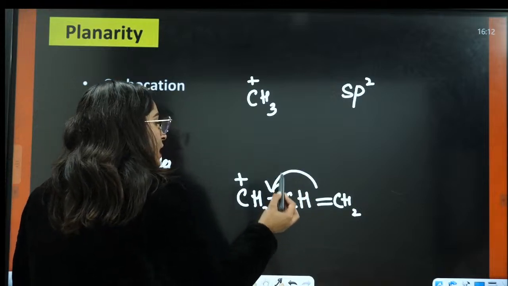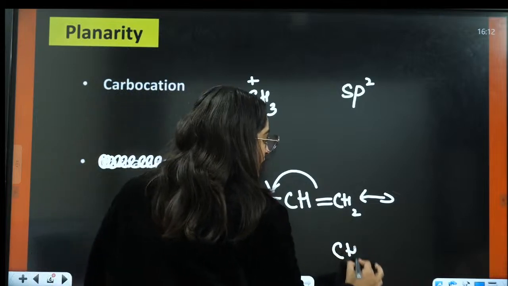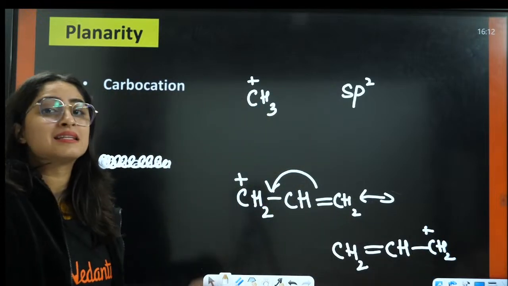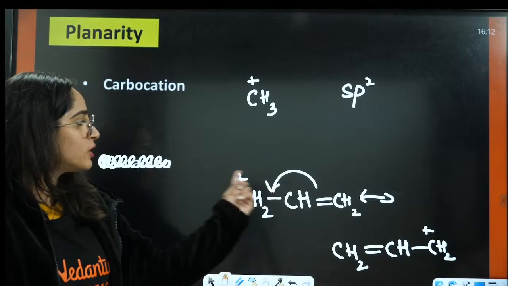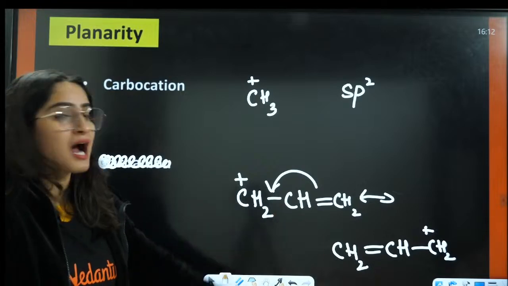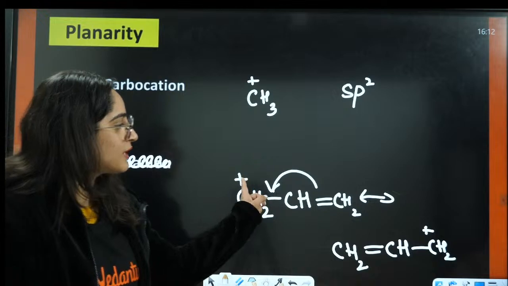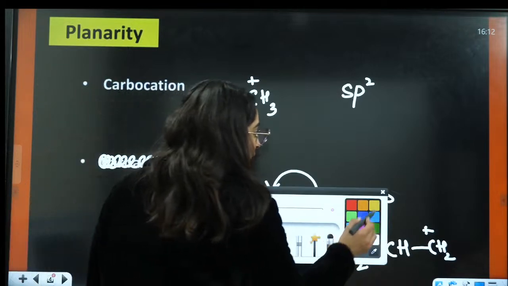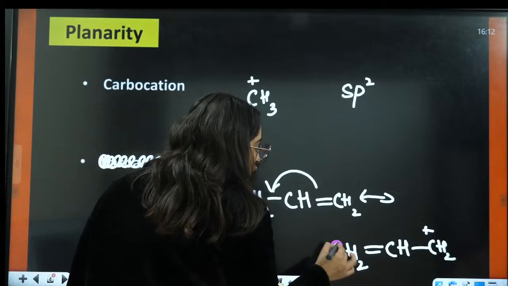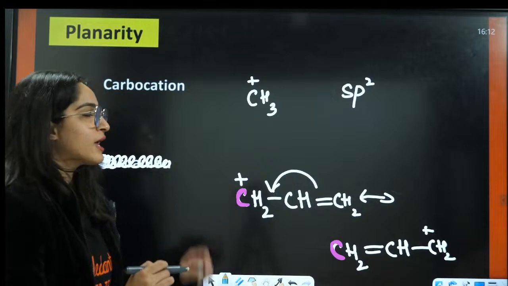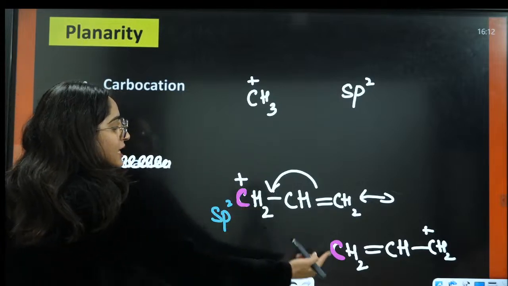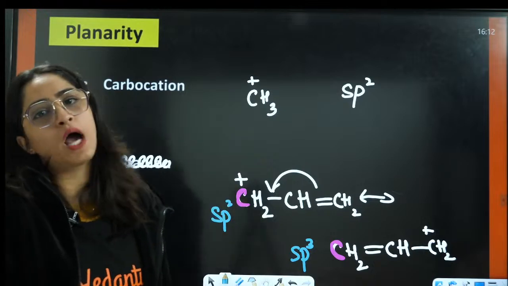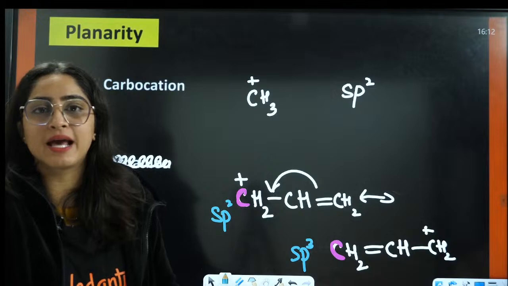So this bond will jump here and the resonating structure will be CH2 double bond CH, and this is CH2. So these are the two resonating structures. That means this positive charge is delocalized, firstly on this carbon and then on this carbon. If I talk about this carbon, highlighted in pink, the hybridization here is sp2 and the hybridization here is sp3. That means it does not have a proper sp2 hybridization. It is inclined towards sp3 hybridization as well.